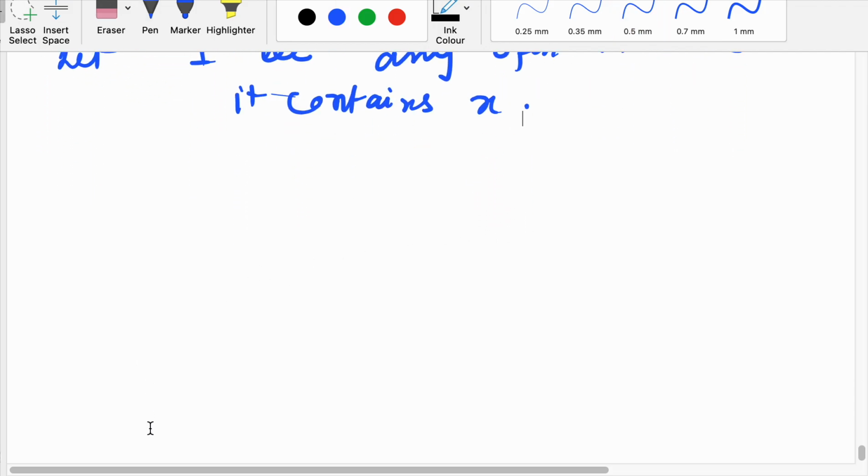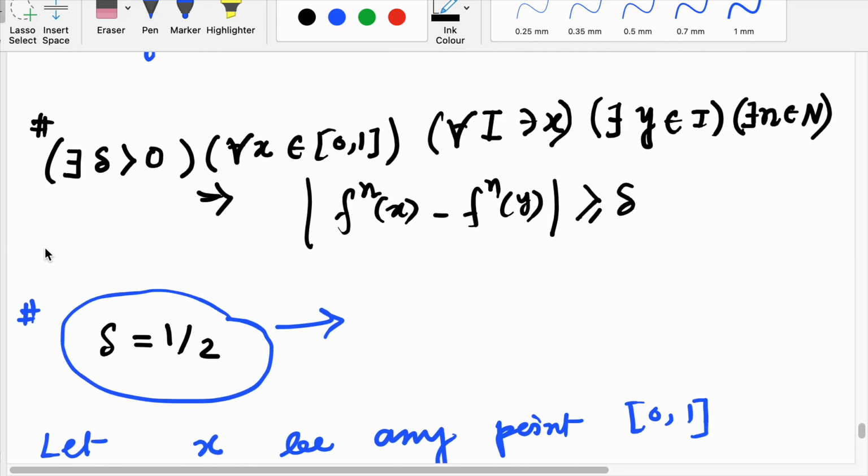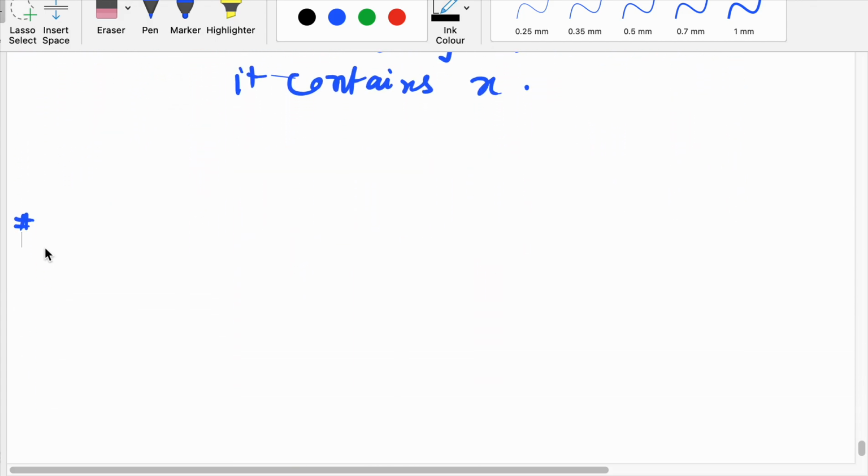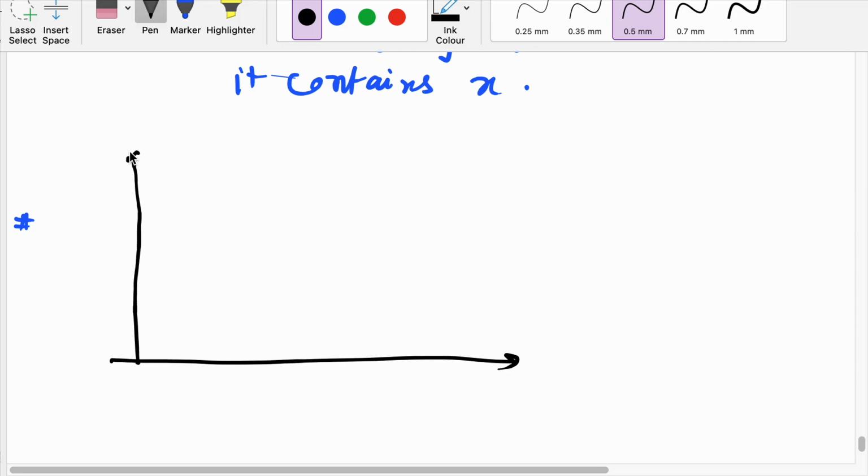Since we know the map is wiggly, it will satisfy this spike lemma. Suppose the interval 0 to 1 here, and suppose that this is an open interval I.